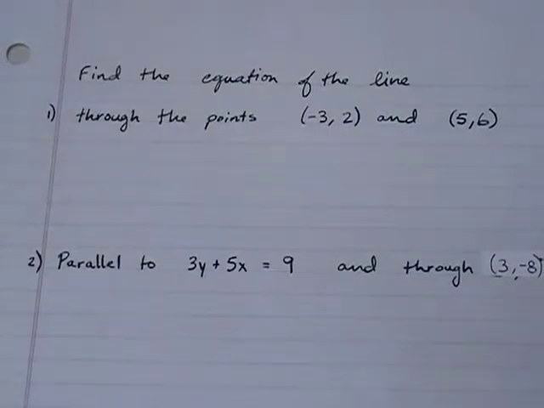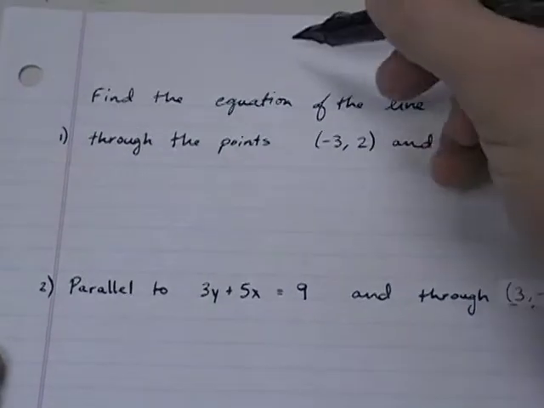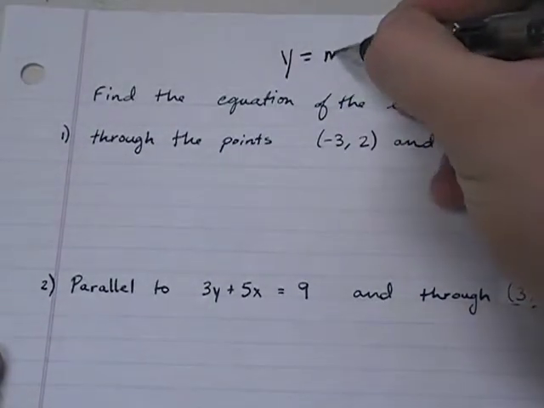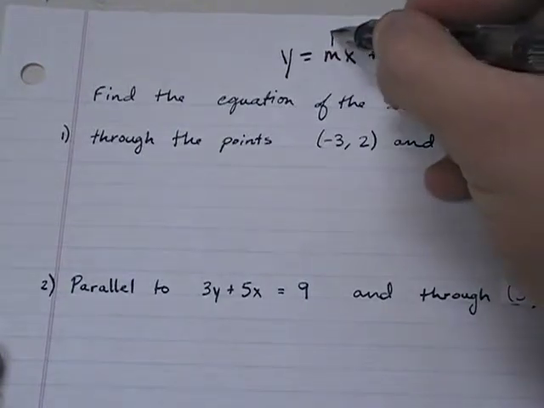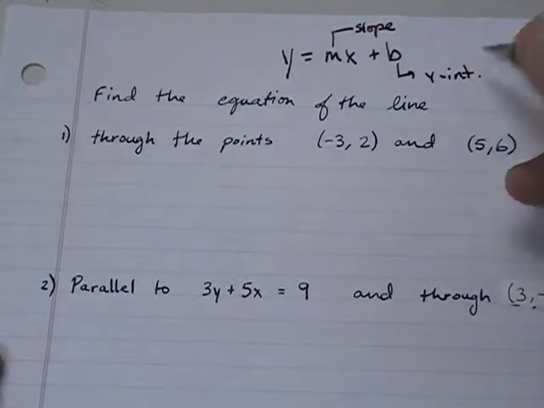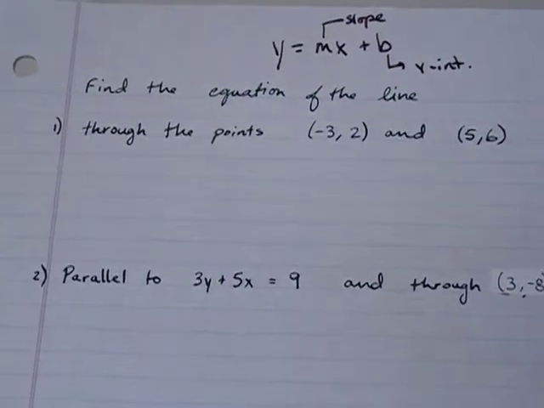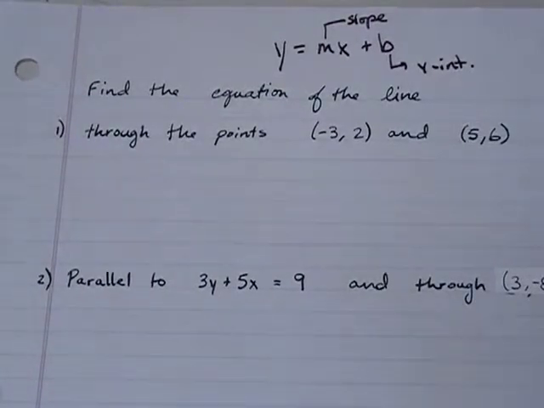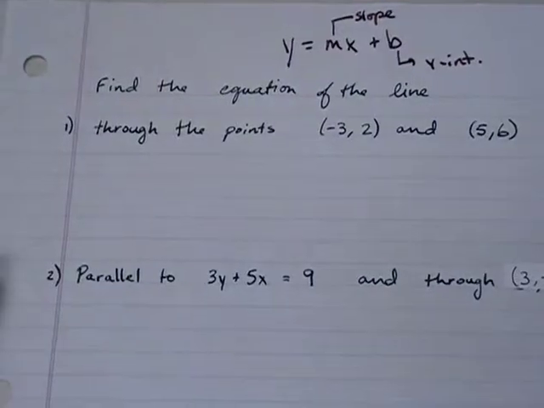Okay, so the real simple way to do this is remember first and foremost that the equation of a line can always be put in slope-intercept form. So y equals mx plus b, where m is the slope and b is the y-intercept. Now, if you know that, it's really quite simple to do this first problem. The trick is, if you know the slope, you can use the slope to find the y-intercept, and if you know the y-intercept and the slope, you can write the equation. So, what I want to do is first find the slope.